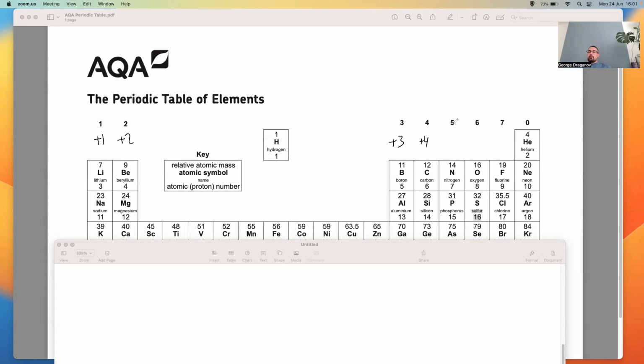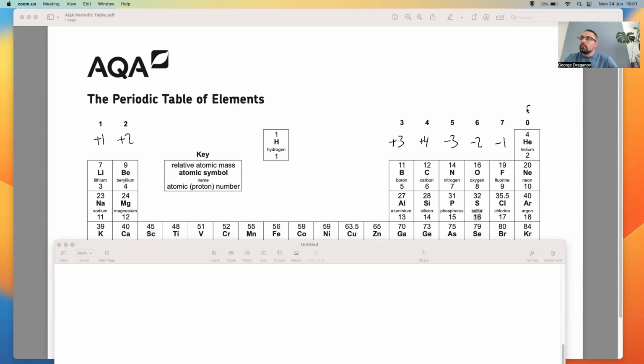Now, when we get to group 5, we need to think about how you reach 8. It's easier to gain 3 than lose 5. So it gains 3 negatives, becoming -3. Group 6 gains 2 negatives, and group 7 gains 1 negative because you need to get to 8. So 7 + 1 is 8.